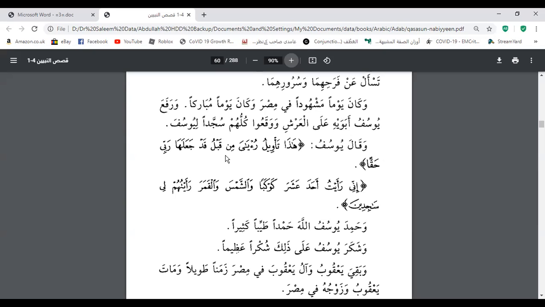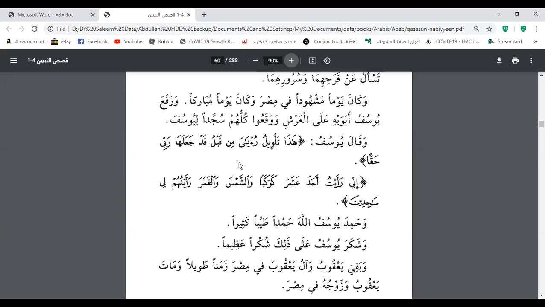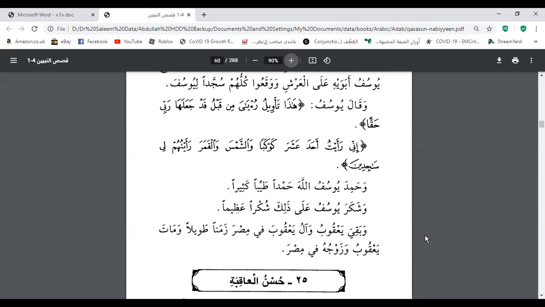وقال Yusuf alayhi salam said, هذا تأويل رؤياي, this is the interpretation of my dream from before. قَدْ جَعَلَهَا رَبِّي حَقًّا, indeed Allah made that dream come true. إِنِّي رَأَيْتُ أَحَدَ عَشَرَ كَوْكَبًا, indeed I saw 11 stars, وَالشَّمْسَ وَالْقَمَرَ, and the sun and the moon. رَأَيْتُهُمْ لِي سَاجِدِينَ, I saw them for me in the state of sajda. And this is what the dream was interpreted as.